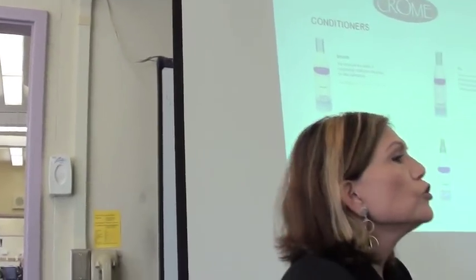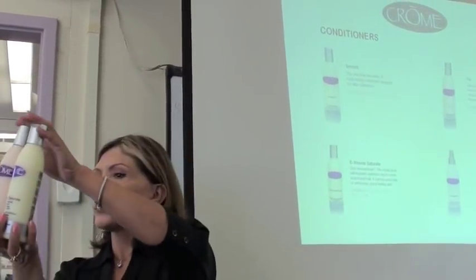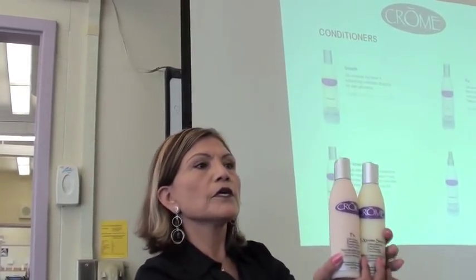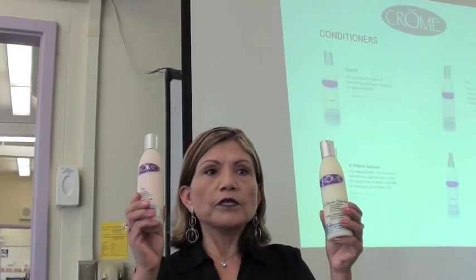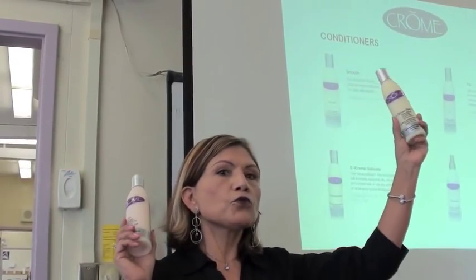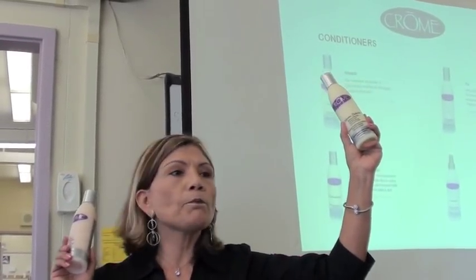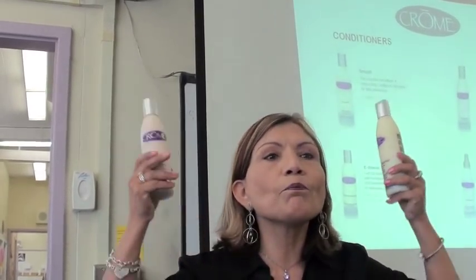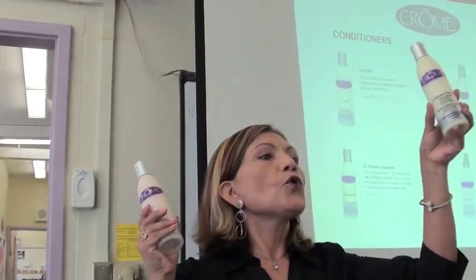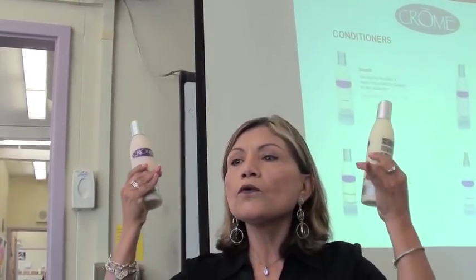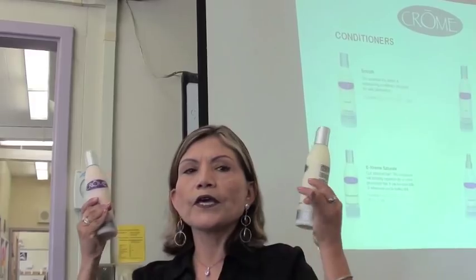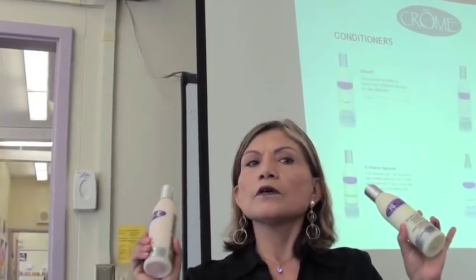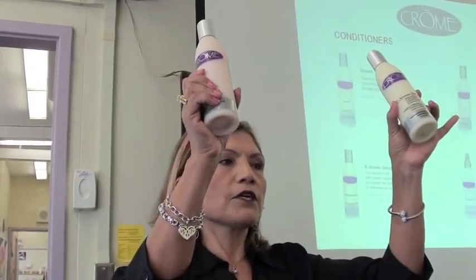We have two types of reconstructor, fixed reconstructor and saturation. The difference is that saturation is specific for people who have curly hair. People with curly hair have puffiness, so saturation brings down all the puffiness from the hair. Fixed reconstructor is for any type of chemical process as a reconstructor.